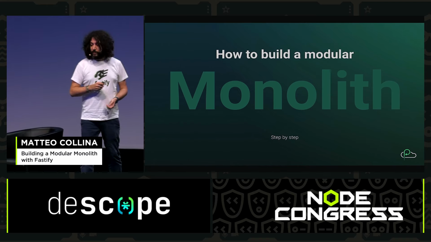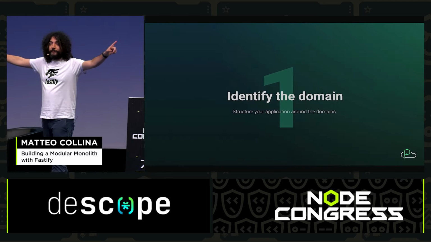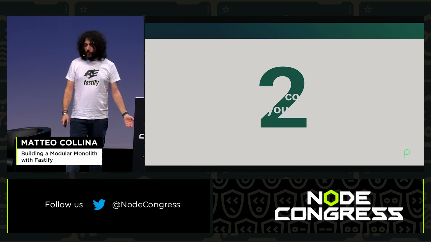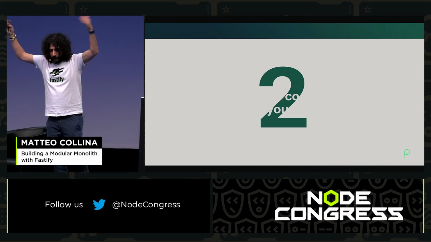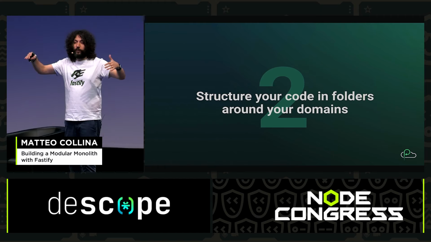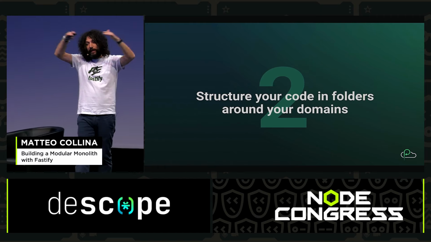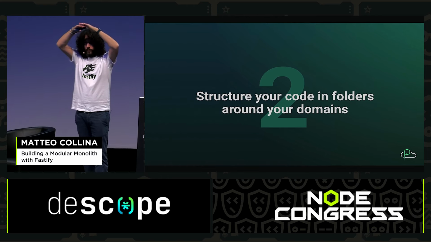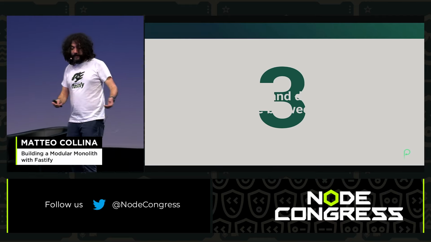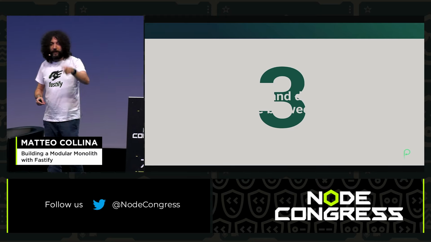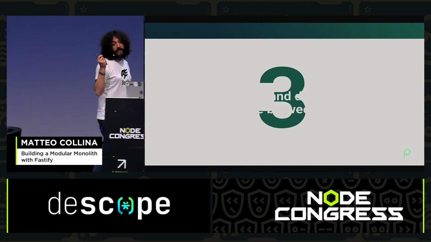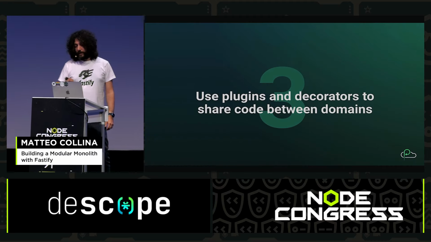So how do we build a modular monolith? First of all, one, you need to identify the domain that you want to do. And then two, you need to structure your code in folders so that you can lay out your domains one at a time. And three, you can use plugins and decorators to share code between domains, okay?